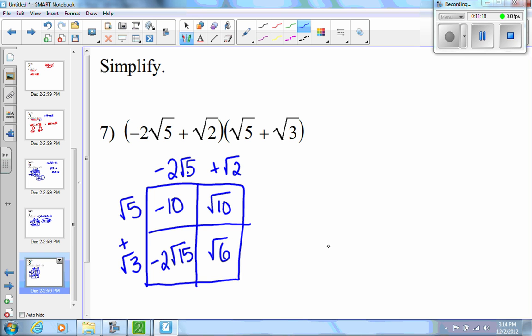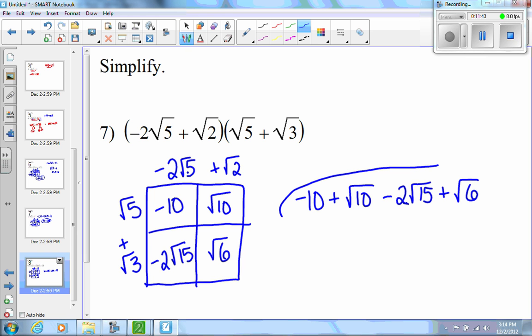And next we would combine like terms. However, there are no like terms. So my answer is negative 10 plus root 10 minus 2 root 15 plus root 6. Even if I attempted to break these down, there would be no factors that would be repeating that could simplify. That is it. It doesn't matter what order you put those in, and you would just have 4 terms in your answer.